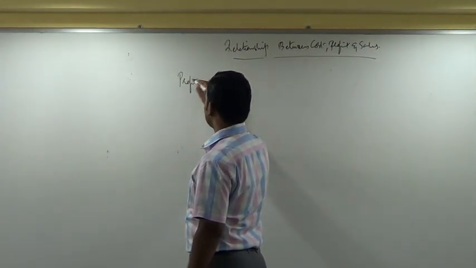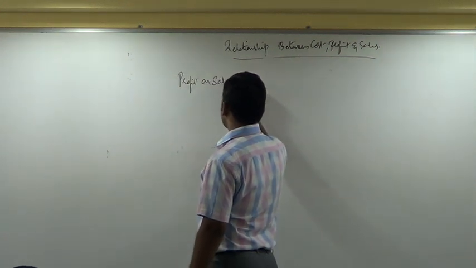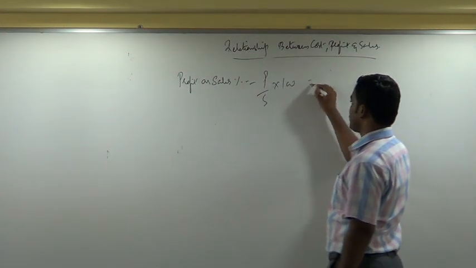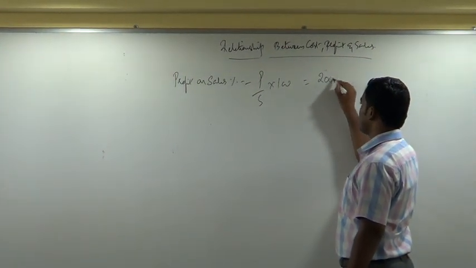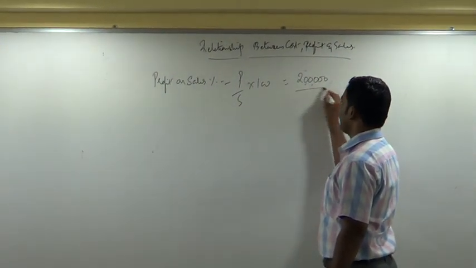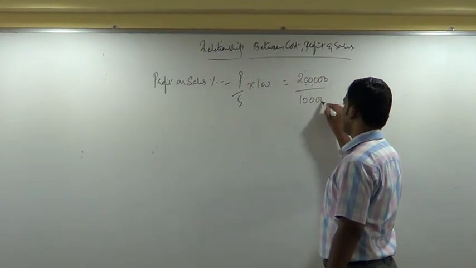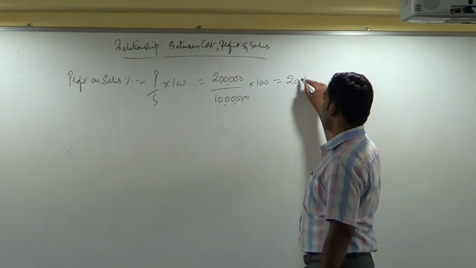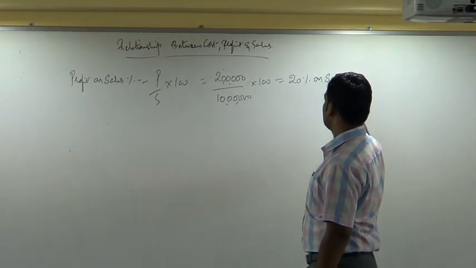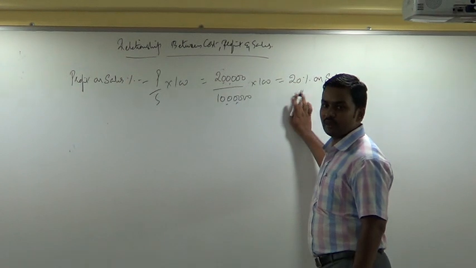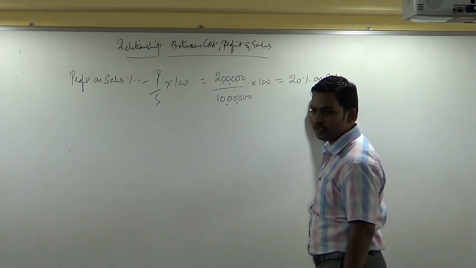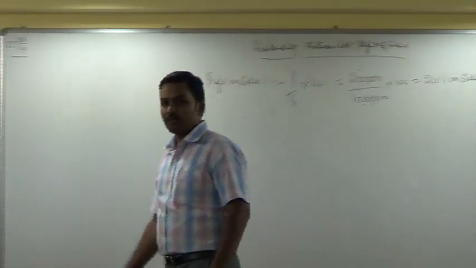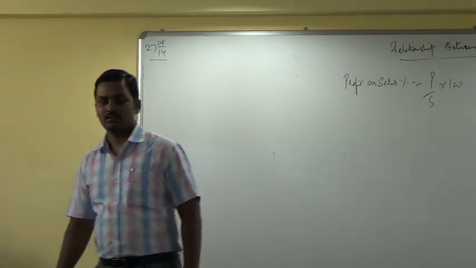Profit on sales percentage is equal to P by S into 100. What is P? 2 lakh, gross profit. Divided by sales 10 lakh into 100. It is 20%. You cannot leave it like writing 20%. You should write 20% on sales.